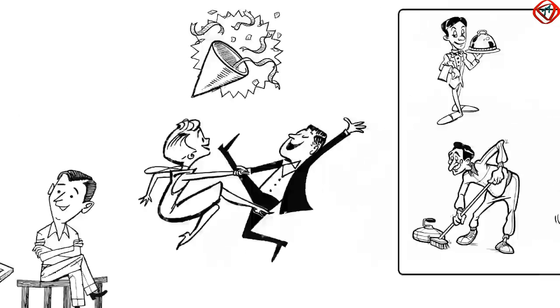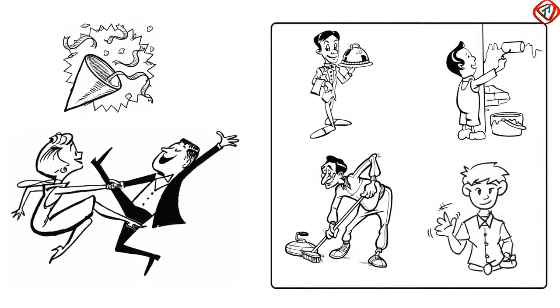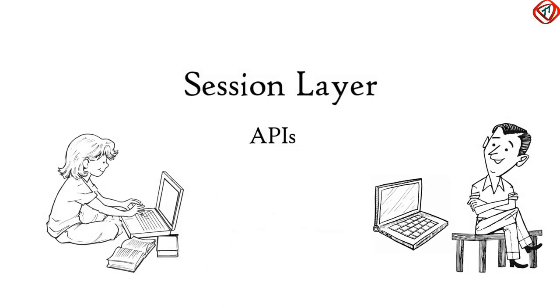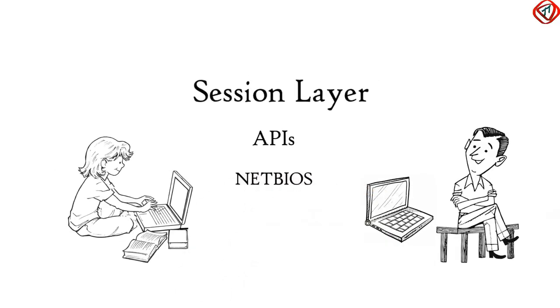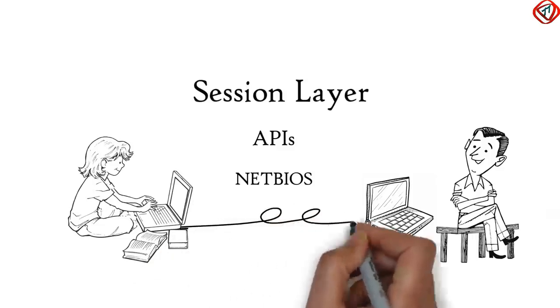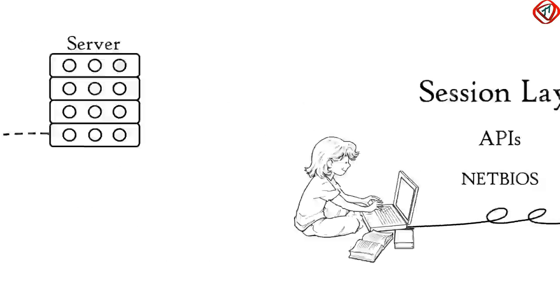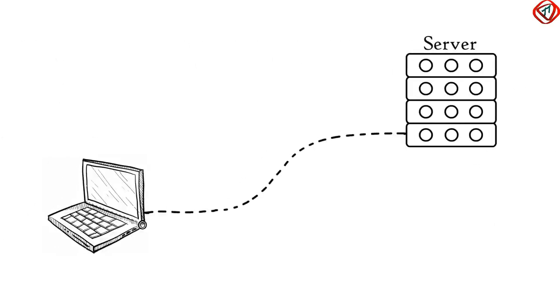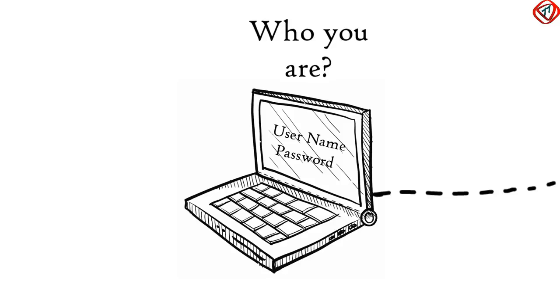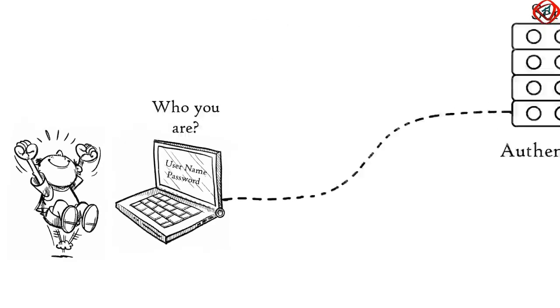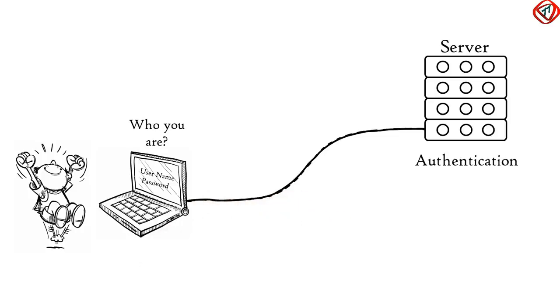Like you hired some helpers for your party, the session layer too has its own helpers called APIs or application programming interfaces. NetBIOS or Network Basic Input-Output System is an example of APIs which allows applications on different computers to communicate with each other. Just before a session or a connection is established, the server performs a function called authentication. Authentication is the process of verifying who you are. For this, the server uses a username and a password. Once the entered username and password are matched, a session or a connection is established between your computer and the server.